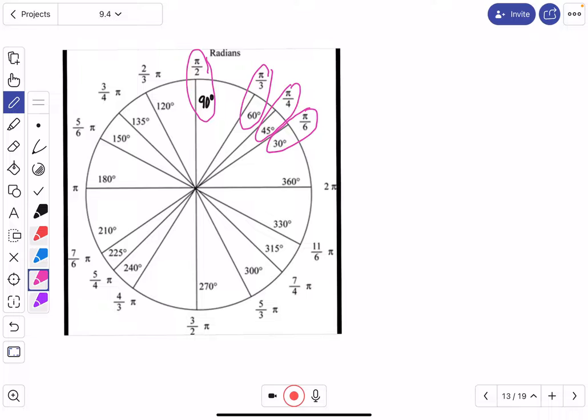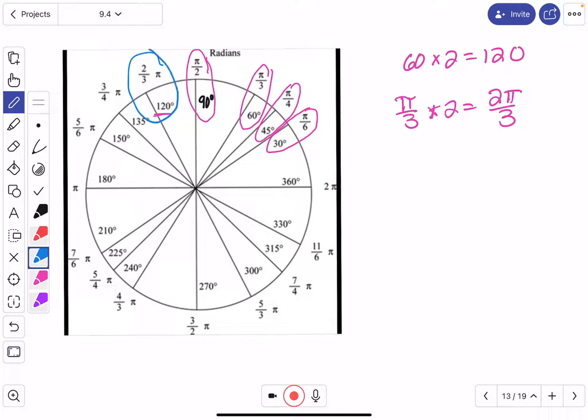So like, let's say we needed 120. Well, 60 times 2 is 120. So if we did pi over 3 times 2, we'd get 2 pi over 3, which is also 120. So as long as you know those 4 pink ones, you can find any other measure on this circle.